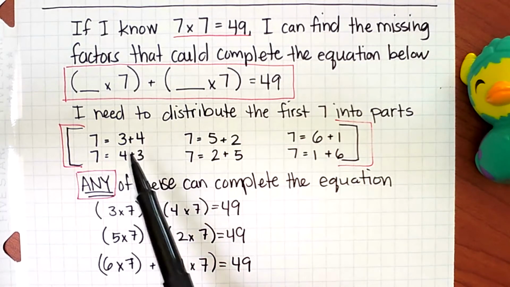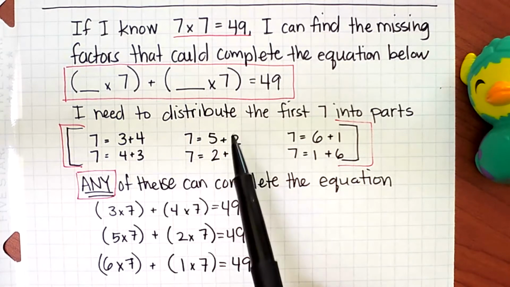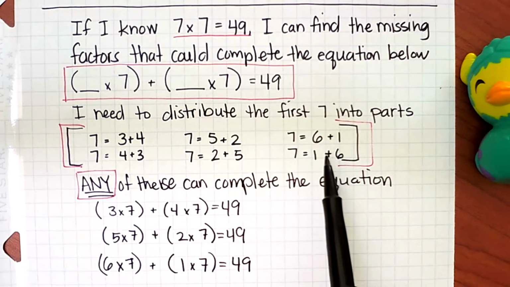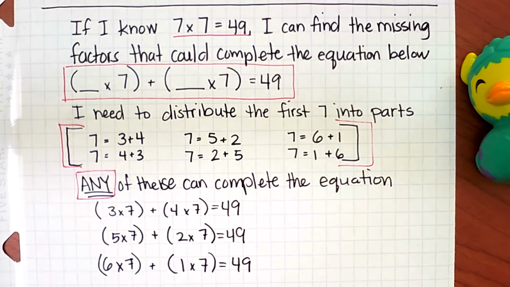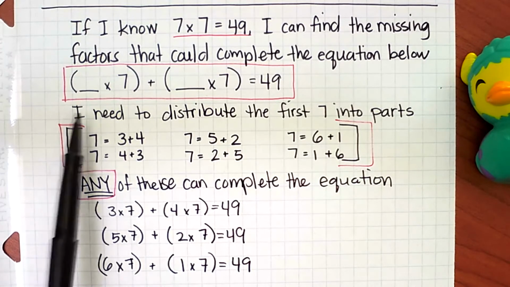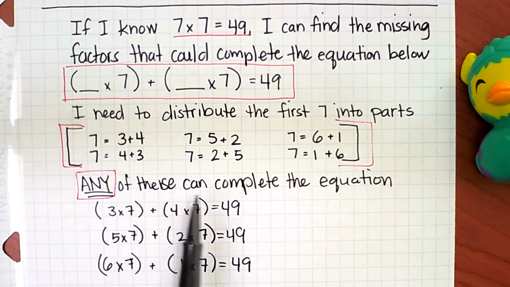I can do 3 plus 4 or 4 plus 3. I can do 5 plus 2 or 2 plus 5. I can do 6 plus 1 or 1 plus 6. All of these are different ways to make the number 7. So if I'm looking for a way to fill in this equation, any one of these can complete the equation.